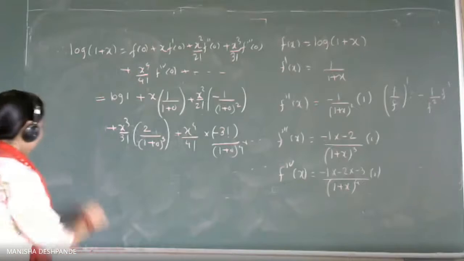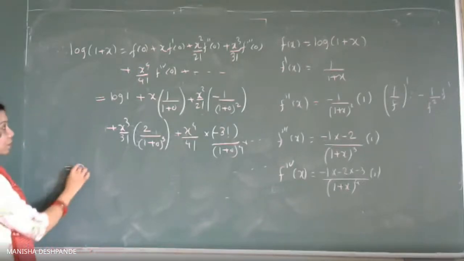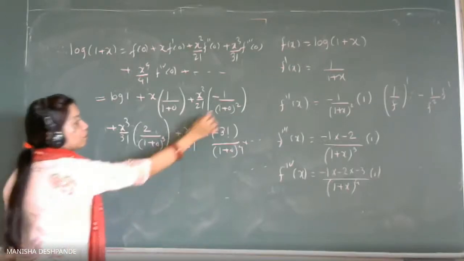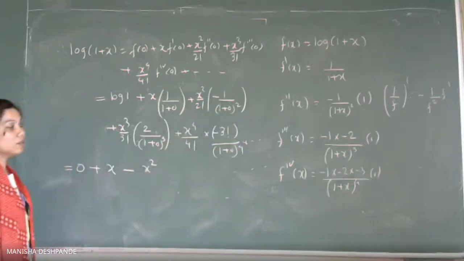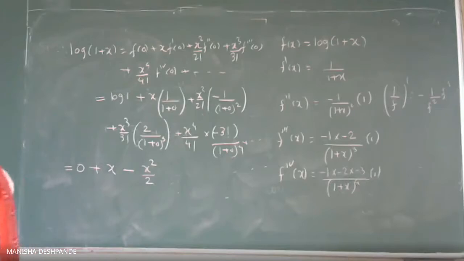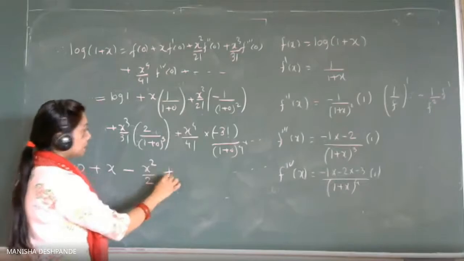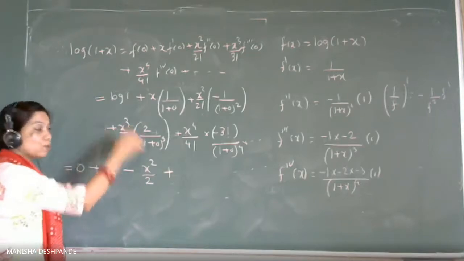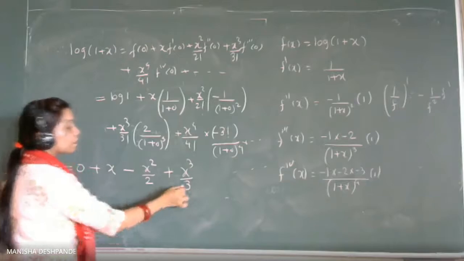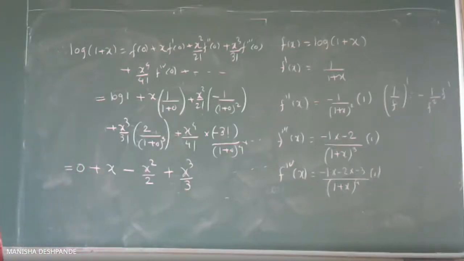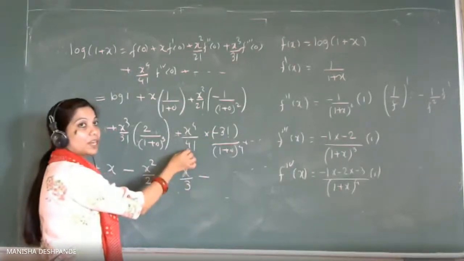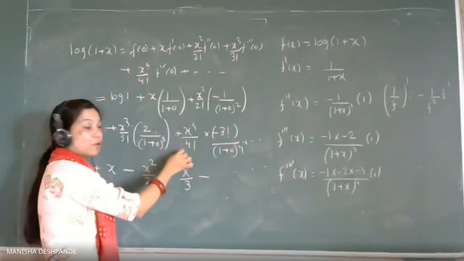What is log 1? Log 1 is 0. So 0 plus x, minus x square by... 1 plus 0 is 1, 1 square is 1. So minus x square by 2 factorial means 2. I'll tell you why I'm writing 2, not 2 factorial. Then plus term: 1 plus 0 is 1, 2 over 3 factorial. What is 3 factorial? 3 into 2. So 2 cancels, that means it is plus x cube by 3. Then minus, because of this minus sign, 3 factorial and 4 factorial: 3 factorial will get cancelled, only 4 will remain. So minus x raised to 4 by 4.